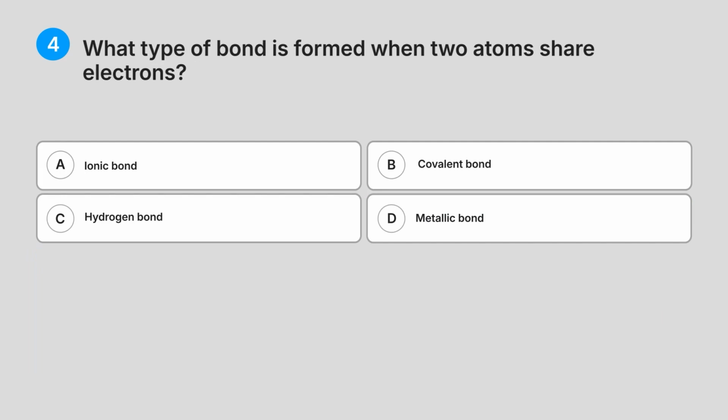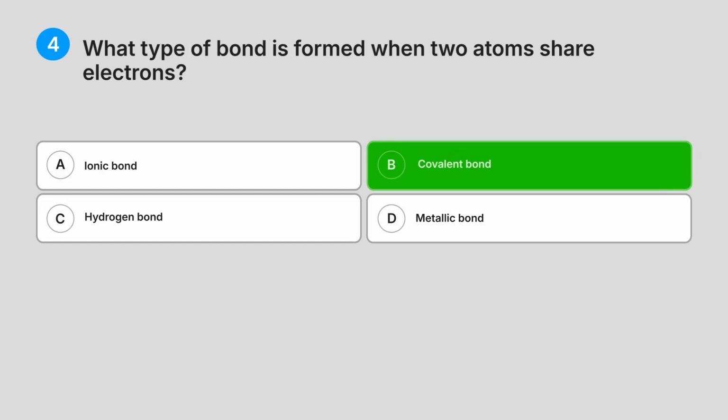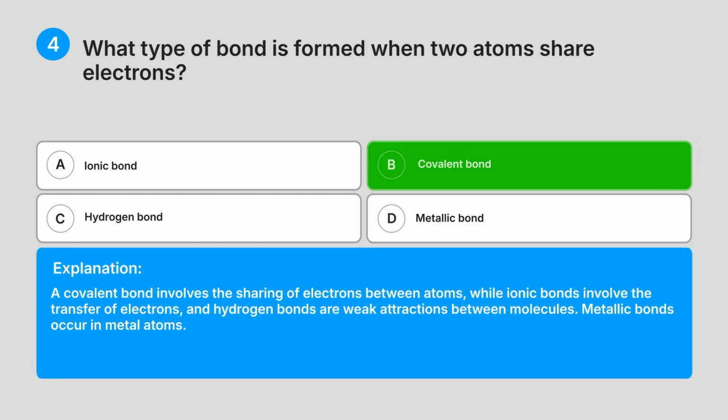4. What type of bond is formed when two atoms share electrons? A. Ionic bond. B. Covalent bond. C. Hydrogen bond. D. Metallic bond. Can you guess the answer? Correct answer: B. Covalent bond. Explanation: a covalent bond involves the sharing of electrons between atoms, while ionic bonds involve the transfer of electrons, and hydrogen bonds are weak attractions between molecules. Metallic bonds occur in metal atoms.